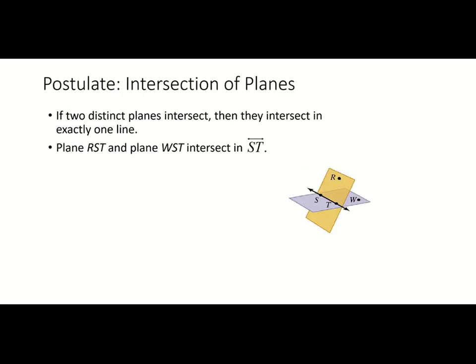And here we have another postulate, and this one talks about the intersection of planes. If two distinct planes intersect, then they intersect in exactly one line. So when two planes meet, they meet to form a line. As you can see here, line ST is where those two planes meet. So if you can kind of imagine two pieces of paper with one passing through the other, where they meet would form a line. I kind of think of it like when you fold a bunch of papers, that crease is where those lines meet. It's not quite the same, but that's kind of a good analogy.